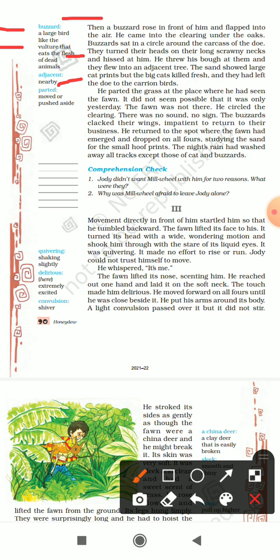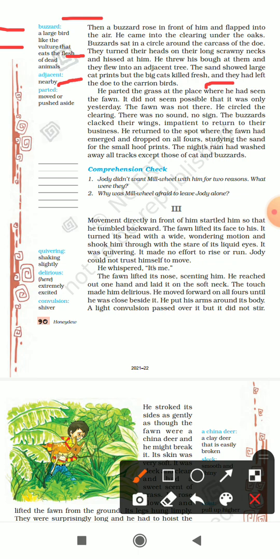He threw his bough at them and they flew into an adjacent tree. Bough means the branch of a tree which he was having in his hand. So Jody has thrown that at the buzzards and they flew into the adjacent tree. Adjacent means the tree which was near to them.